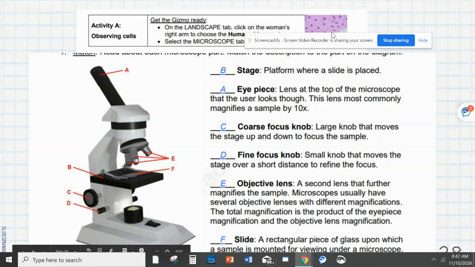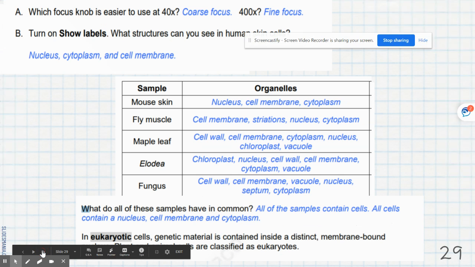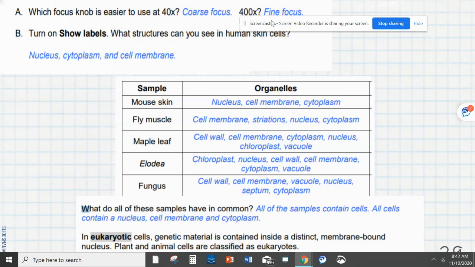Again, if you've done this, the stage is B, the eyepiece is A, the coarse knob is C, the smaller knob is the fine knob, the objective lenses are E, and then the slide is F. Here, it's easier to use the 40 magnification on coarse, the 400 on fine, and on the human skin cell, you're able to see the nucleus, the cytoplasm, and the cell membrane.